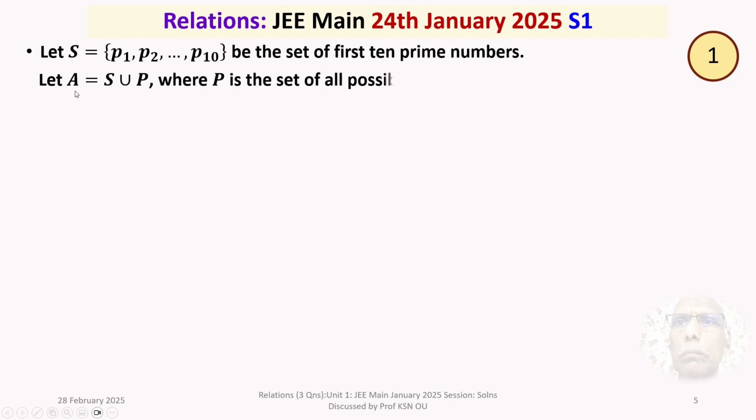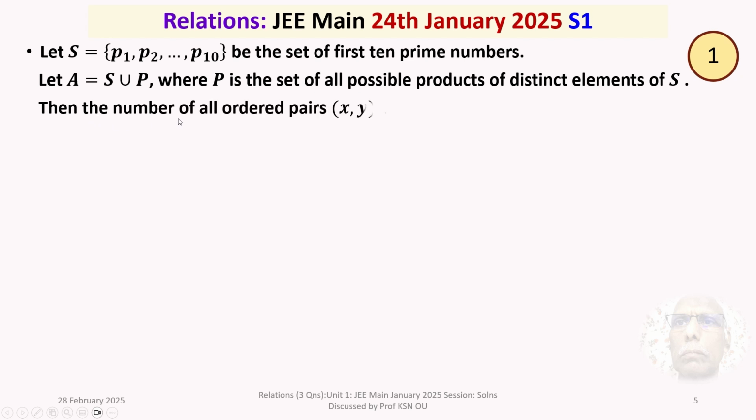Let A is equal to S union P, where P is the set of all possible products of distinct elements of S. What is P? P is the set of all possible products of distinct elements of S. Now, products of any two elements, products of any three elements, products of any 10 elements. So, all such things are in P.